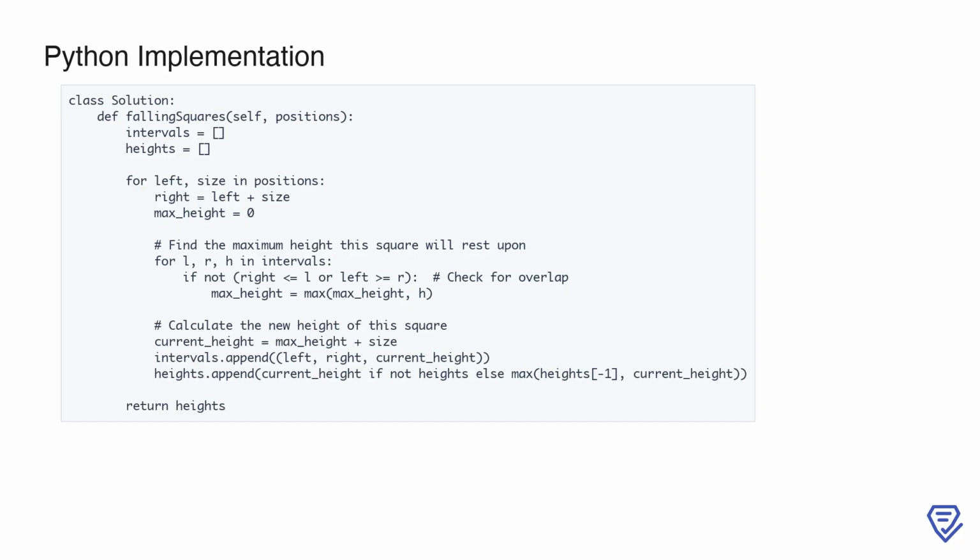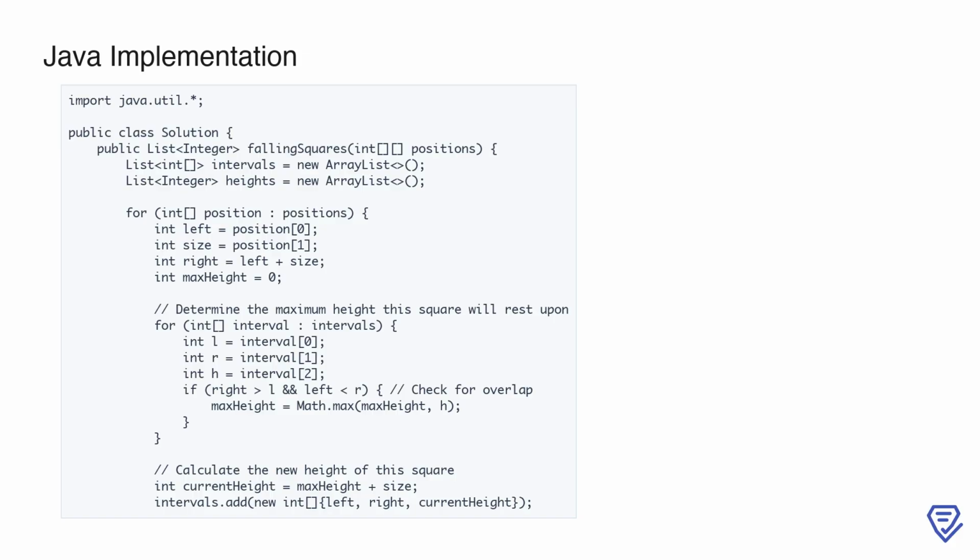This approach ensures that the solution handles overlaps correctly and efficiently calculates the resulting heights. The time complexity is O(n) squared, in the worst case, where n is the number of squares, as each square checks for overlaps with all previously placed squares. This is sufficient for the problem's constraints and provides a clear and concise solution.